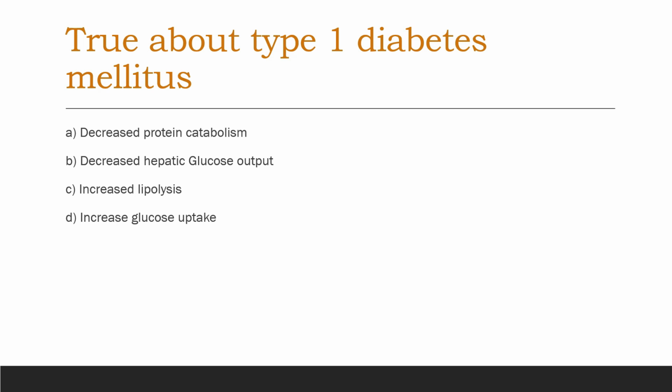Next question is, what is true about type 1 diabetes mellitus? A. Decreased protein catabolism, decreased hepatic glucose output, increased lipolysis, or increased glucose uptake. The correct option is option C, that is increased lipolysis.